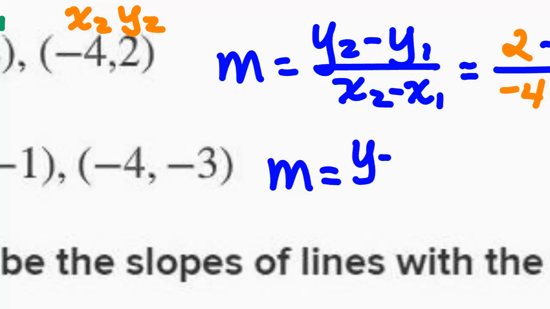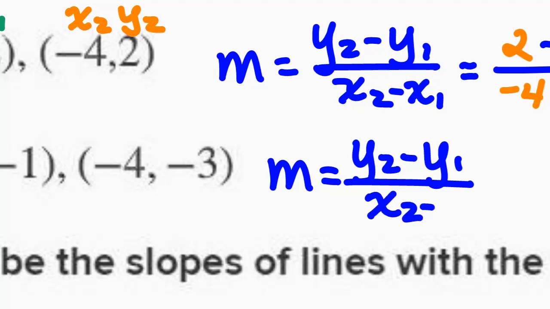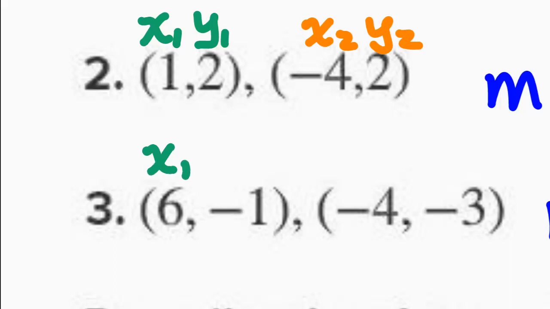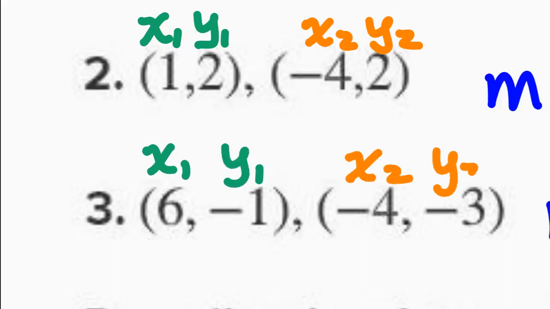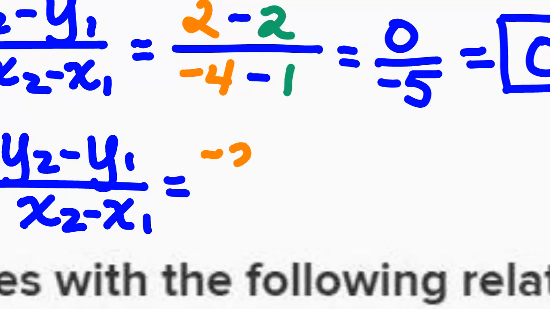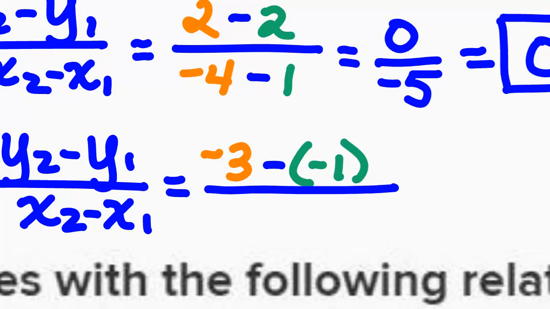Number 3, again using our slope formula, y2 minus y1 over x2 minus x1. Label your x1, y1 and your x2, y2. So in the numerator, I would have negative 3 minus negative 1 over negative 4 minus 6.